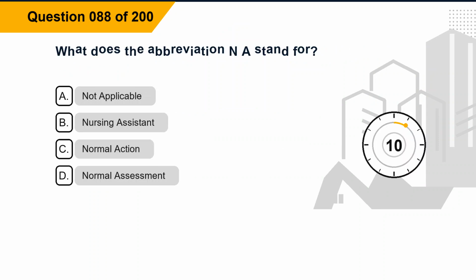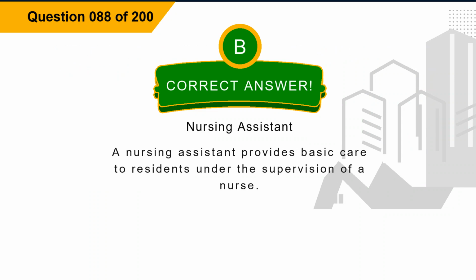Question 88. What does the abbreviation NA stand for? Option A, not applicable. Option B, nursing assistant. Option C, normal action. Option D, normal assessment. The correct answer is option B, nursing assistant. Explanation. A nursing assistant provides basic care to residents under the supervision of a nurse.